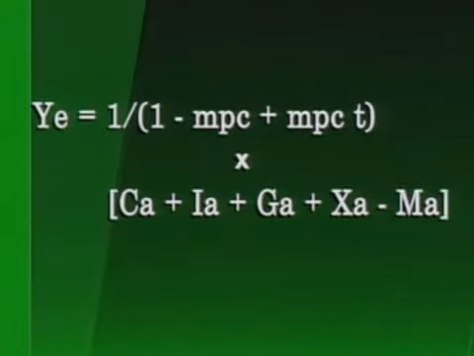We then factor out the Y and need to divide both sides of the equation by the quantity 1 minus the marginal propensity to consume plus the marginal propensity to consume times the tax rate. Well, this gives us an expression for equilibrium Y sub e on the left-hand side. Notice that the level of equilibrium income depends on aggregate expenditures, CA, IA, GA, XA, and MA. But what's that strange term, 1 divided by 1 minus MPC plus MPC times T? This term appears to be multiplying all of the autonomous components of aggregate expenditures, and we'll call it the multiplier.